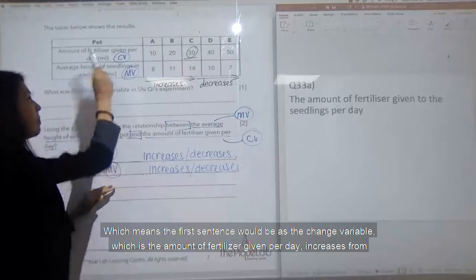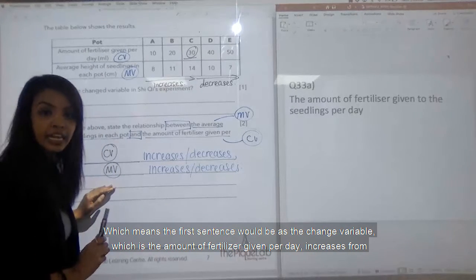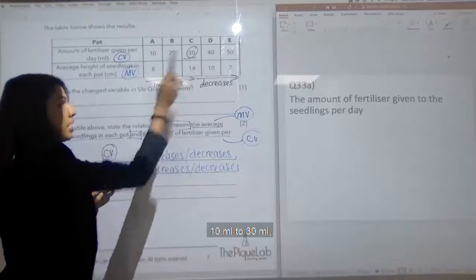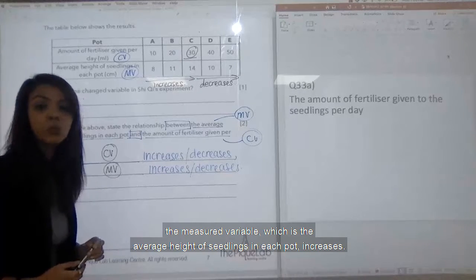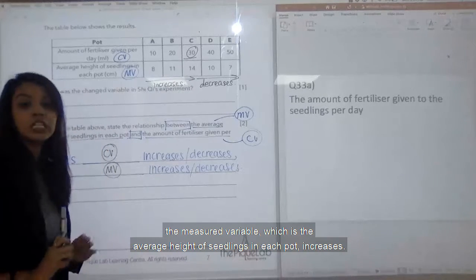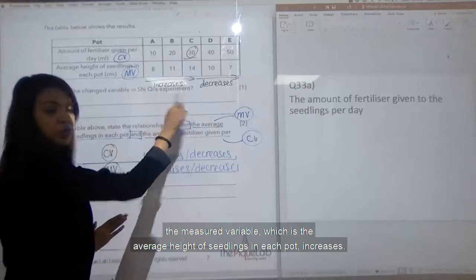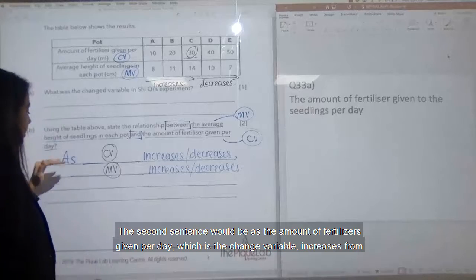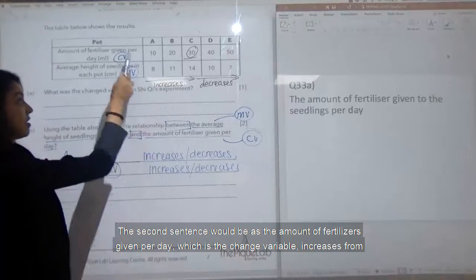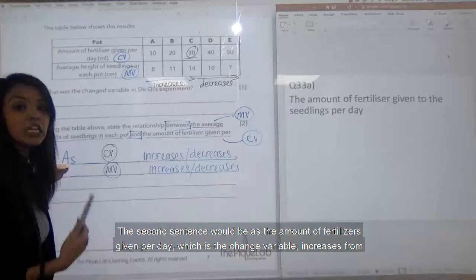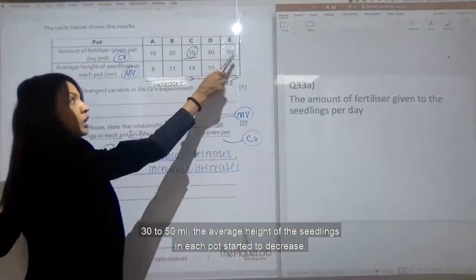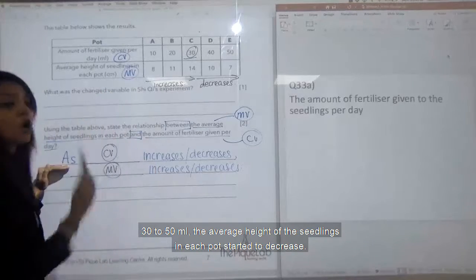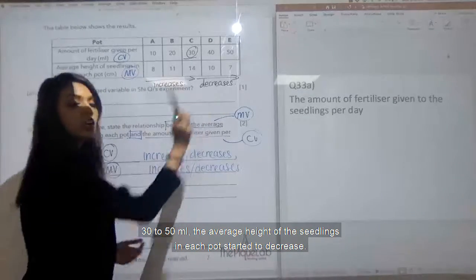which means the first sentence would be, as the change variable, which is the amount of fertilizers given per day, increases from 10 ml to 30 ml, the measured variable, which is the average height of seedlings in each pot, increases. So that is the first sentence. The second sentence would be, as the amount of fertilizers given per day, which is the change variable, increases from 30 to 50 ml, the average height of the seedlings in each pot started to decrease.